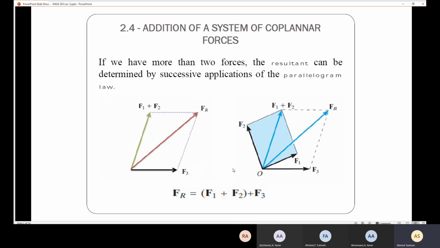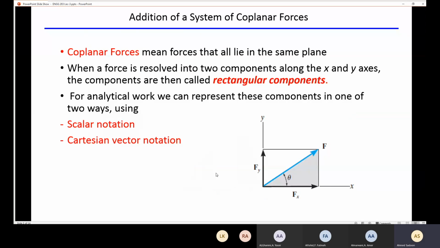And if I have more than two forces, the problem is going to be complicated, and you can easily make mistakes. So we need another method which is more convenient than this one. The new method depends on resolving the resultant into x and y axes, and we are going to call these rectangular components.